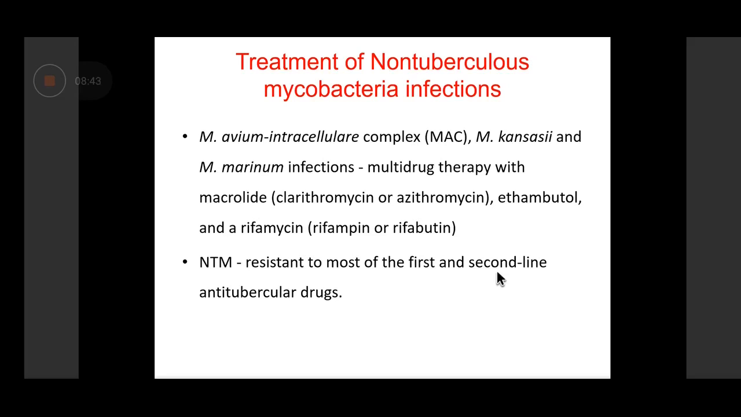So what is the treatment? M. avium intracellulare complex, M. kansasii, and M. marinum require multi-drug therapy with a macrolide, ethambutol, and rifampicin. And these NTM are mostly resistant to first and second line tuberculosis drugs. So drug treatment is different from that of Mycobacterium tuberculosis. That is why the identification of NTM is also important.